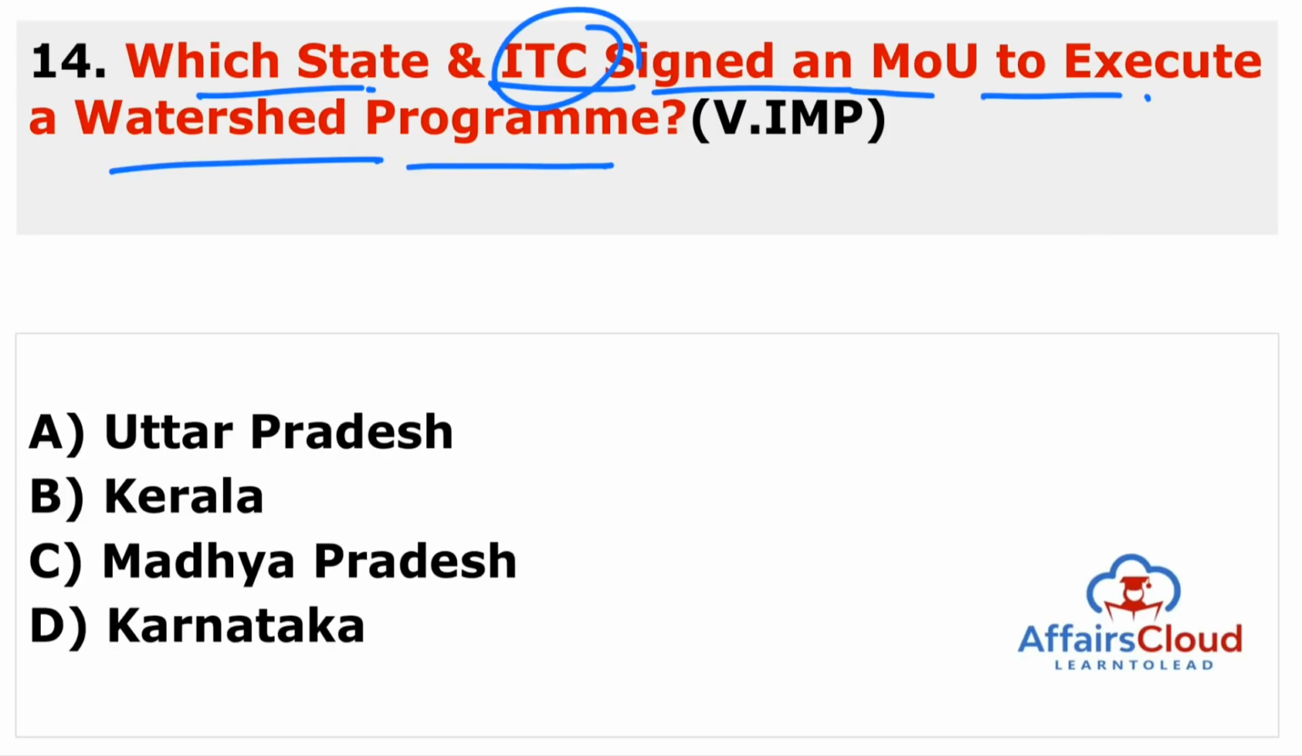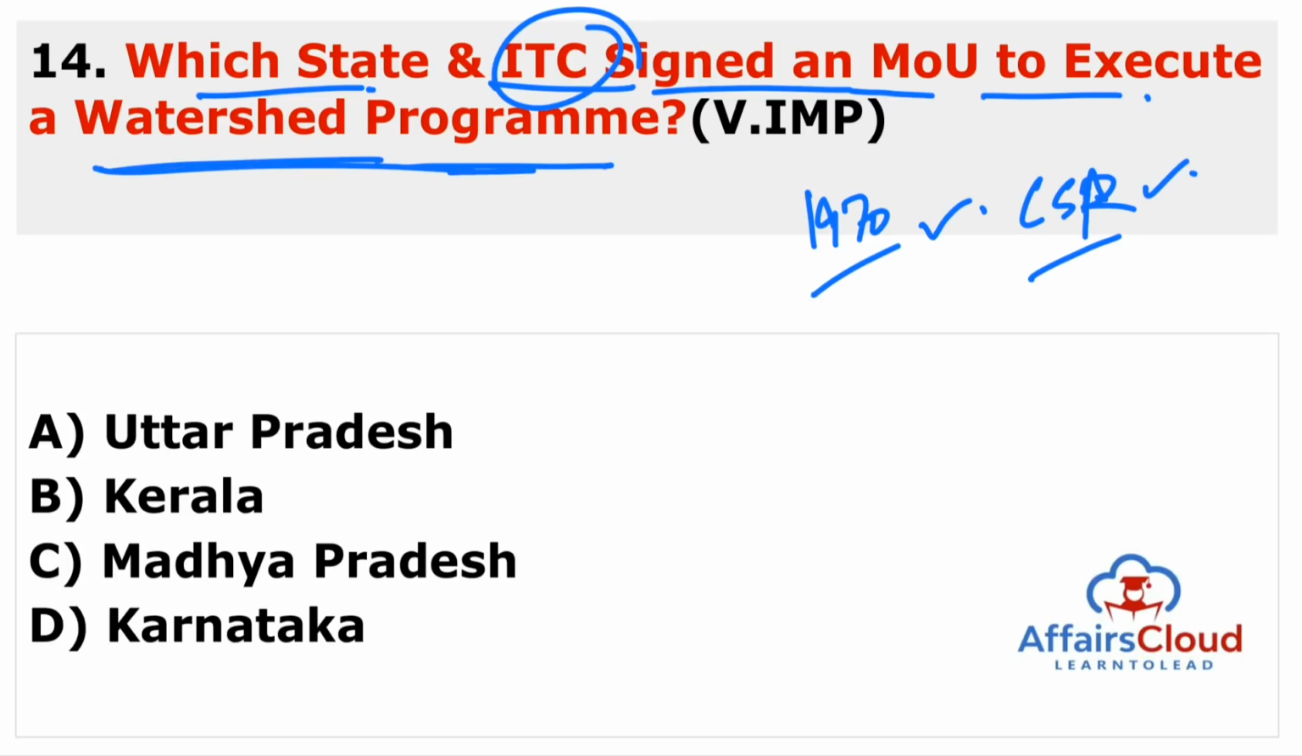So, ITC stands for the Indian Tobacco Company Limited. It was established in 1970. And guys, remember, earlier it was known as the Imperial Tobacco Company of India Limited. Under corporate social responsibility, that is CSR, they have tied up with the state to implement this watershed program, and it is the state of Karnataka. So this is very important.